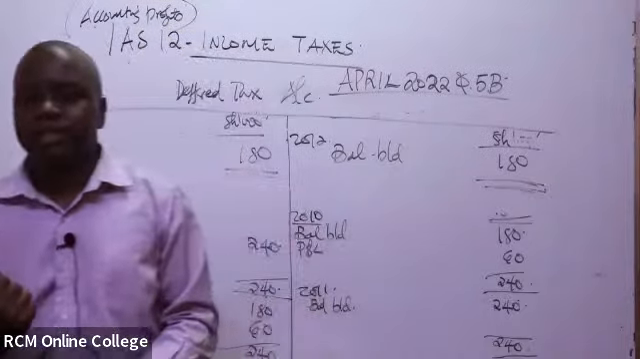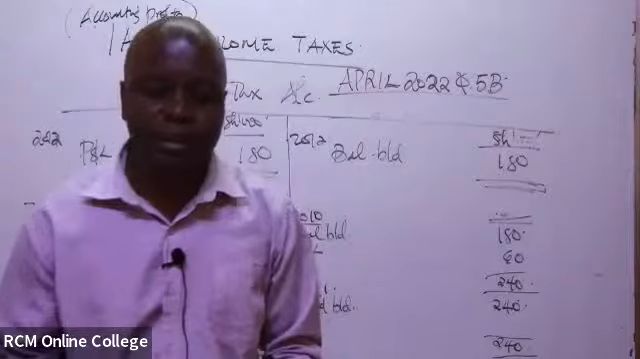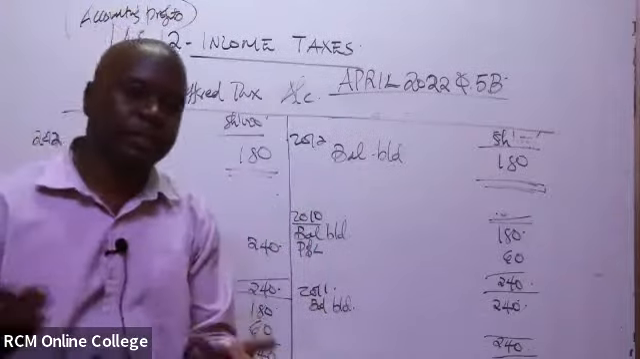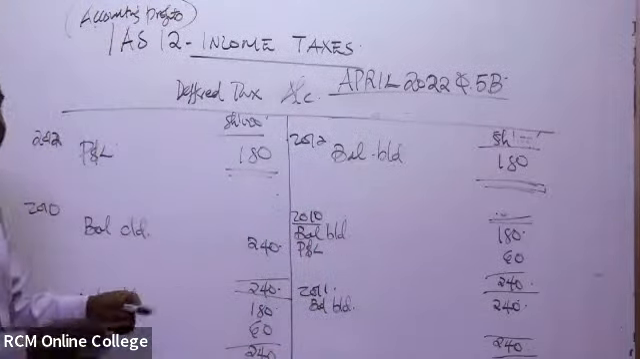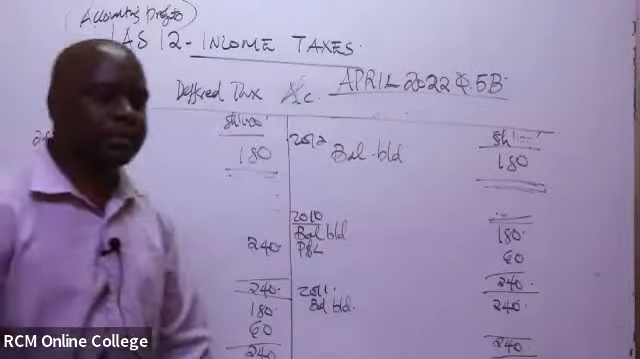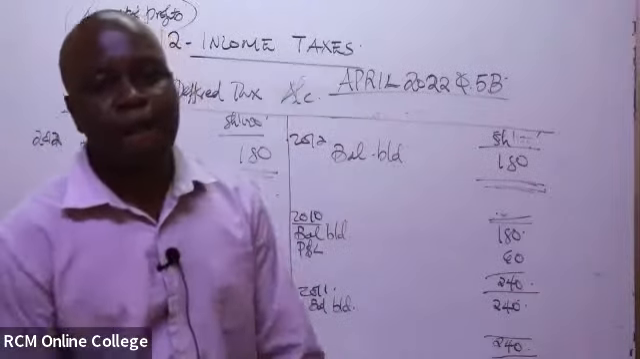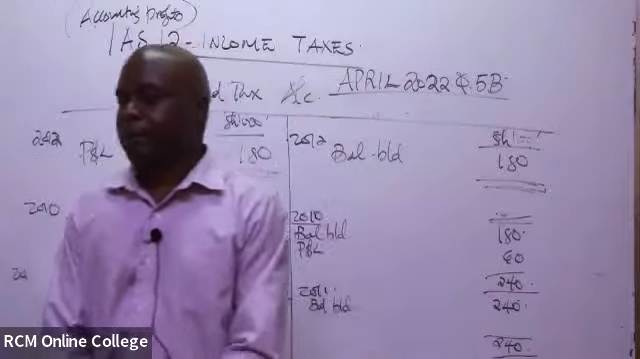All credit entries in the income statements are incomes. All debit entries, basically, end up becoming what? Expenses. They'll become expenses. That is double entry.